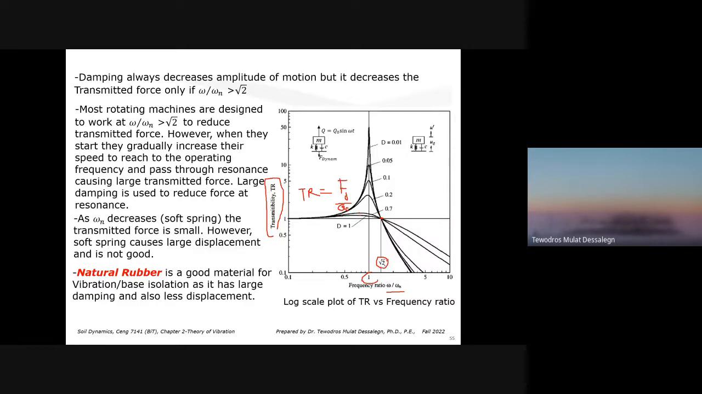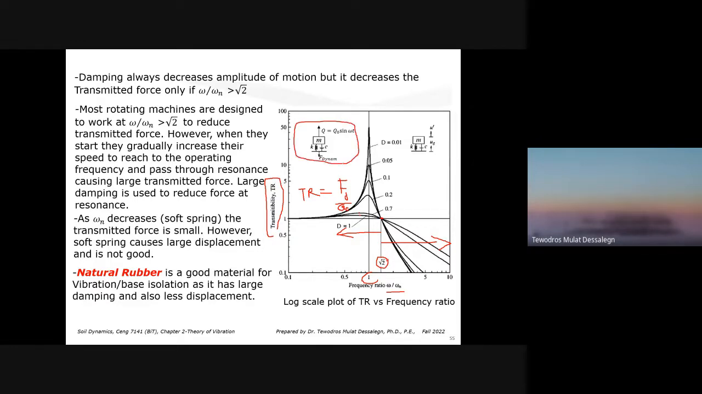For a frequency ratio of less than square root of 2, for all these values, the transmissibility ratio is more than 1, which means we have more force passing to the soil. If you go beyond square root of 2, it's telling us it's less than 1. The force passing to the soil is less than the applied force on the mass.